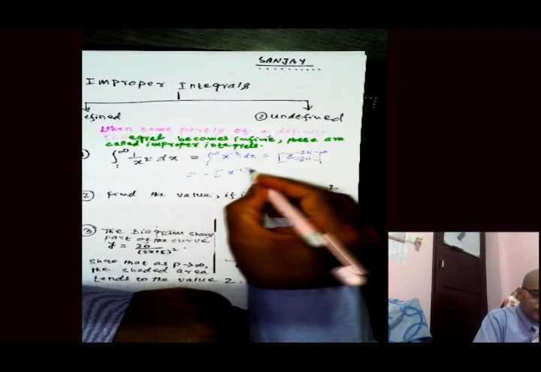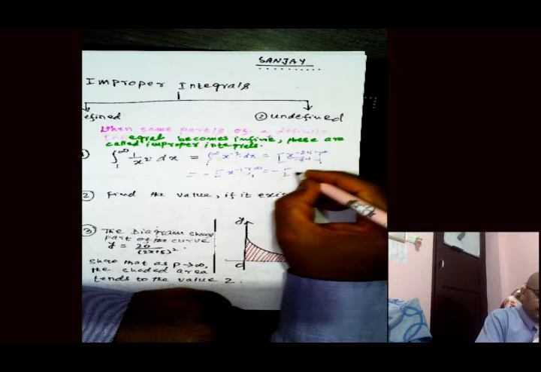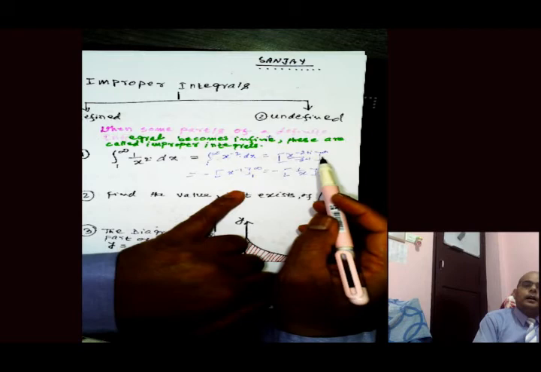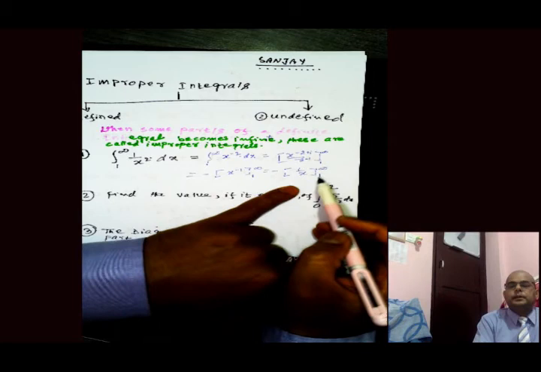So in fact this is minus 1 by x, because x to the power minus 1 is 1 by x, and the lower limit is 1 and the upper limit is infinity. You have seen that here, I have continued writing the lower limit and upper limit until I substitute these values in the integrated function.